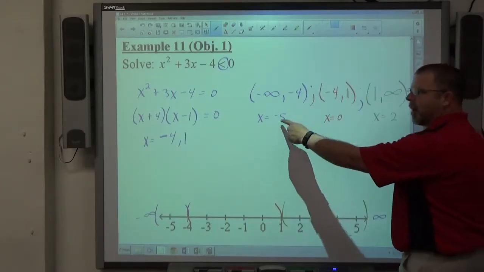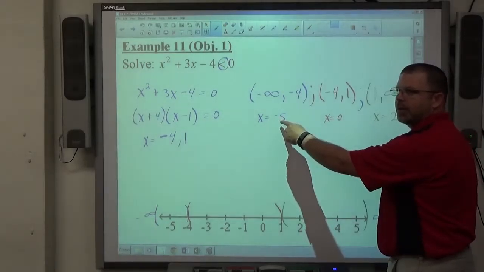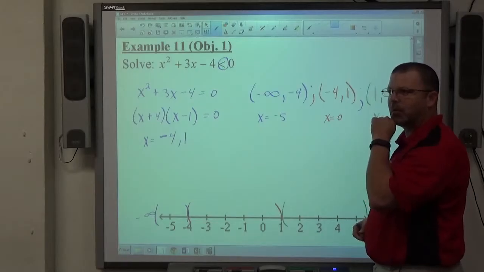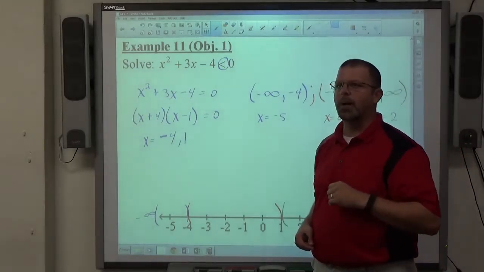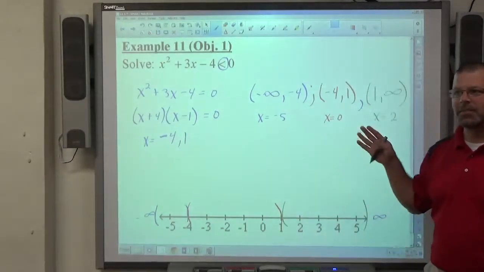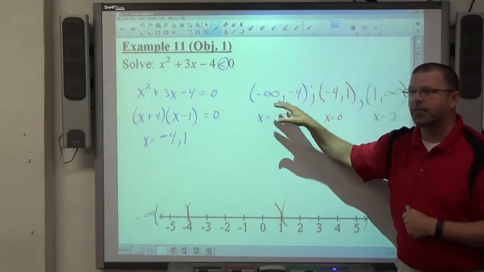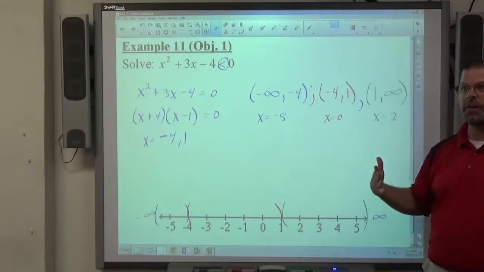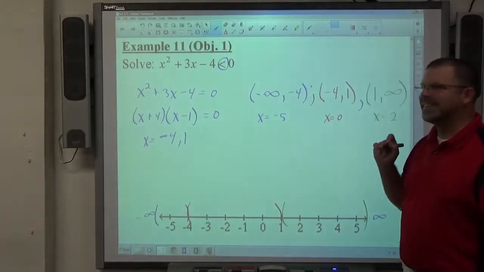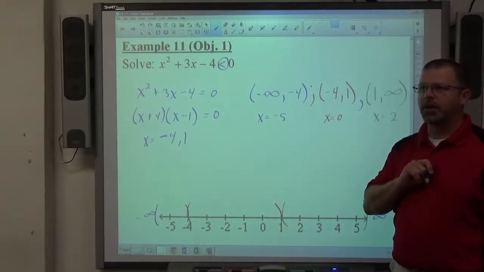I could pick negative 5,975,742,867.5634 pi if I felt like it. Negative 5 is a lot easier, right? So it doesn't matter what you pick, just as long as it lives in that interval, it will test that interval, it will give us a value, okay? The only thing I care about on that interval is the sign of the answer. I don't care about anything but the sign of the answer.